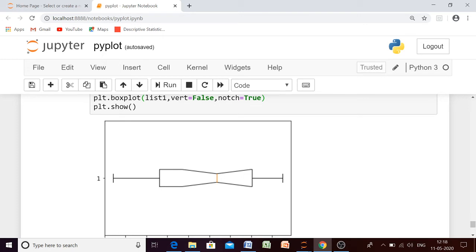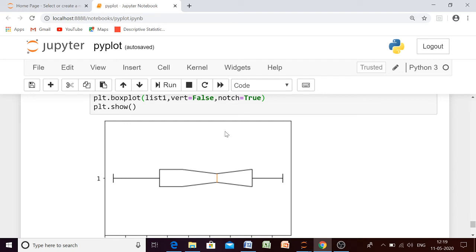So you have to write vert is equal to false, and then notch is equal to true. Notch is equal to true means it will give you a new form of box plot, that is known as notched box plot. What is the difference? The only difference is that in place of median, the shape will be changed. It will be changed at the place of median. Just this much only.